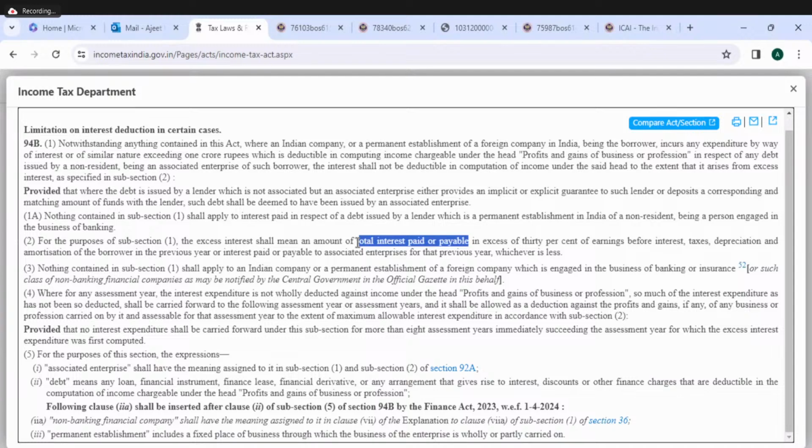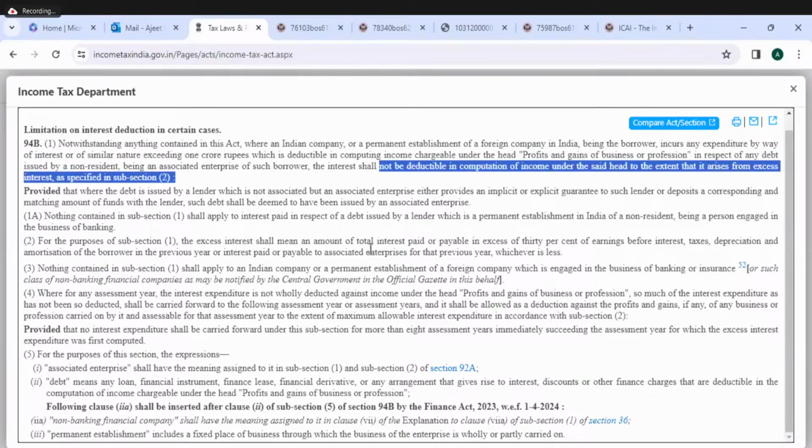But if you are paying only 50 lakhs, then definitely deduction would not be available for 60 lakhs, because that is the maximum deduction amount which you can claim. In that case, deduction would be allowed for the interest which you are actually paying, which is 50 lakhs. So just keep in mind the section talks about the non-deductible amount. In another way, allowability will be a maximum of 30% of your EBITDA, subject to the actual interest paid or payable to associated enterprises.